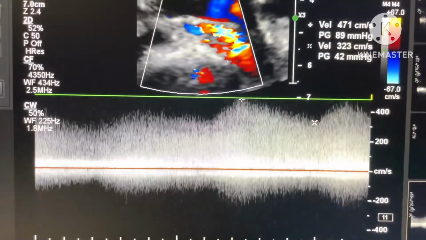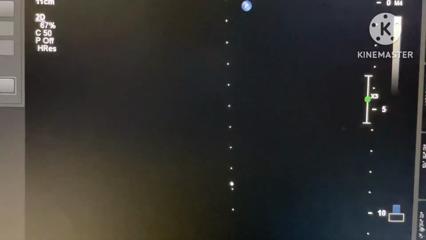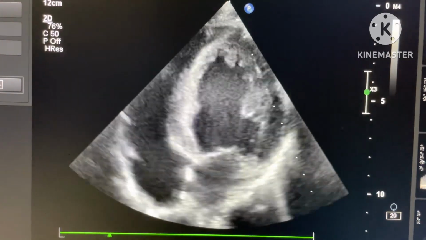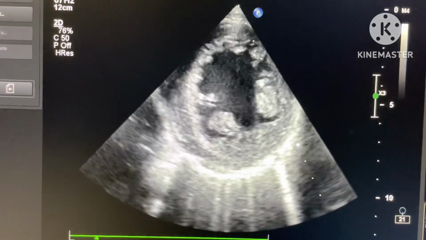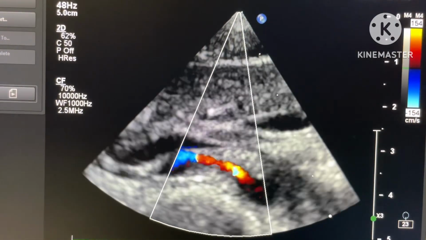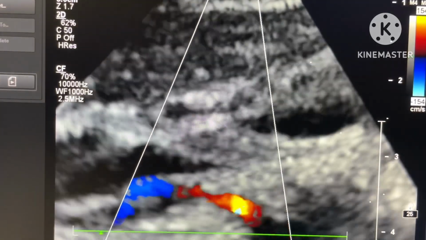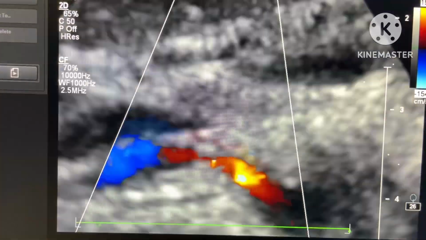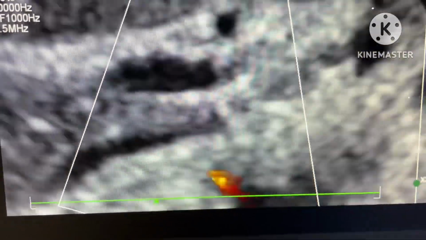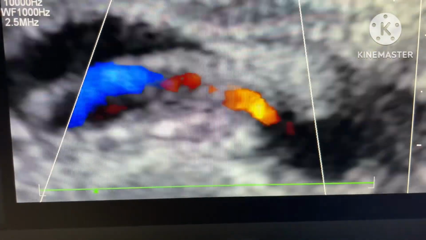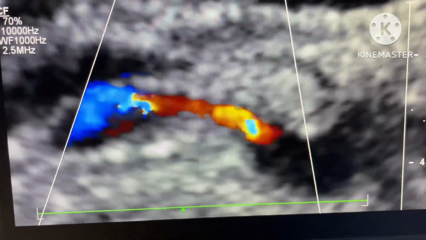So this is a case of secondary hypertension due to renal artery stenosis due to fibromuscular dysplasia, and the beaded appearance of the renal artery indicates fibromuscular dysplasia. Very interesting case. You can see the beaded appearance. Thank you.